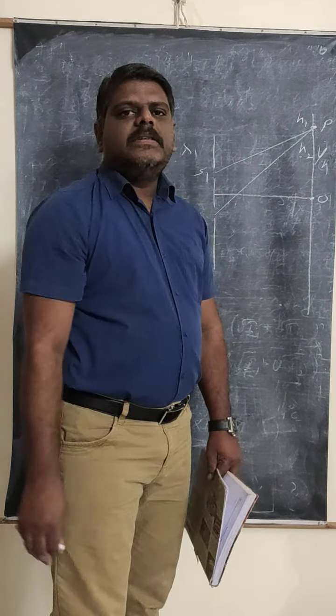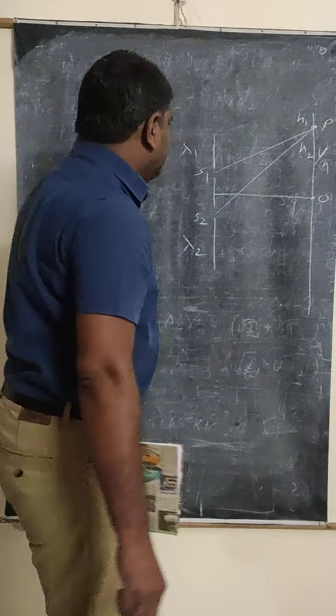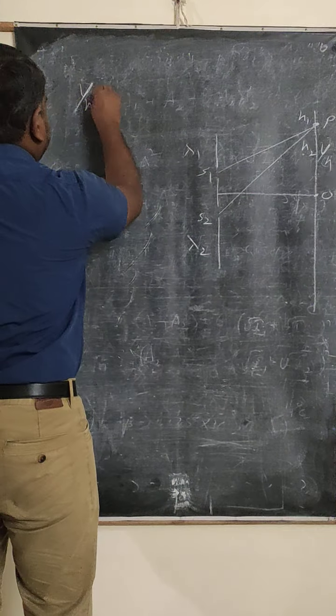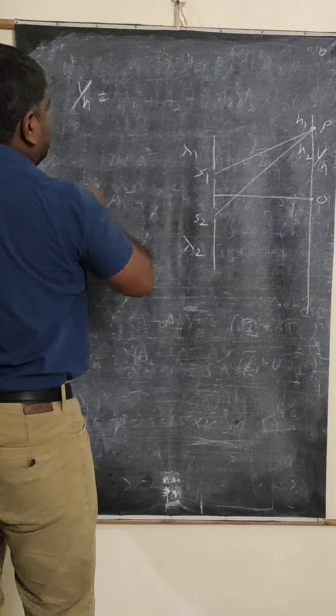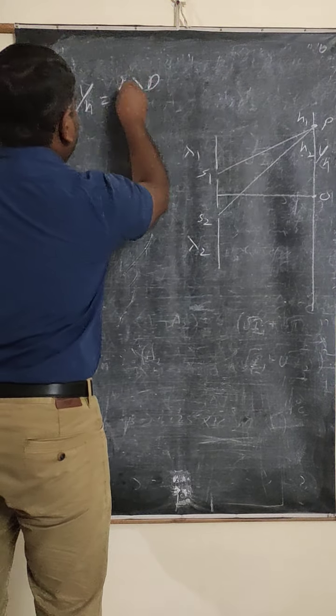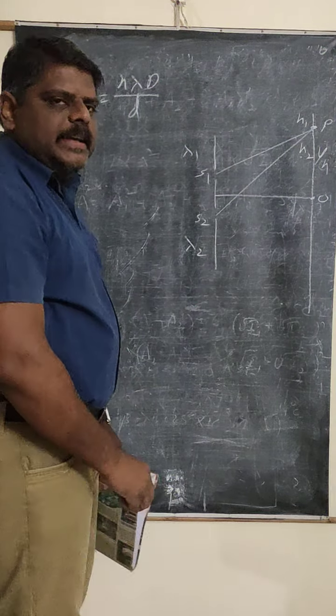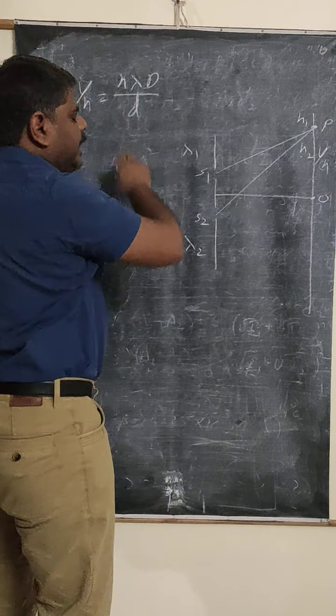After that, we can calculate using the formula. What formula can you use? The distance of the nth bright band. Which band do you have to take? The nth bright band. So yn equals, what is the formula? n lambda into capital D by small d. yn equals n lambda D by d.